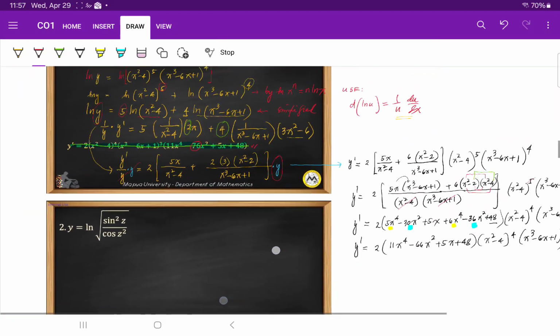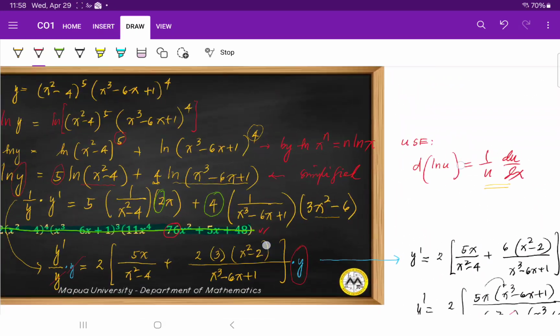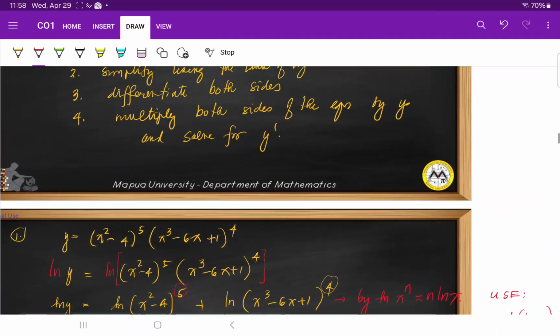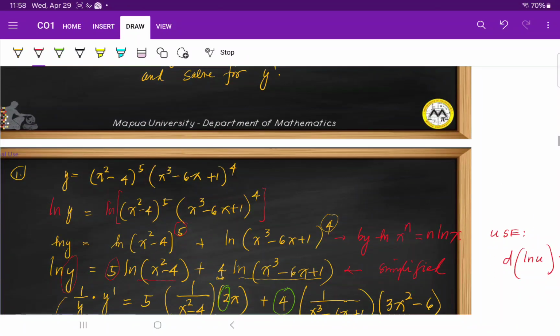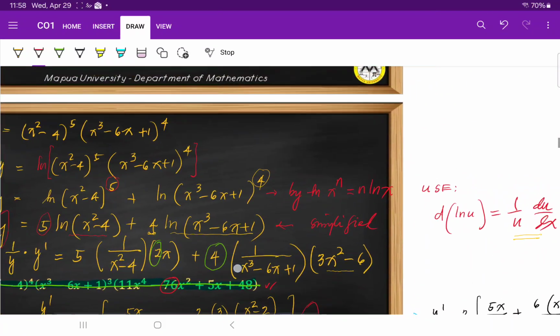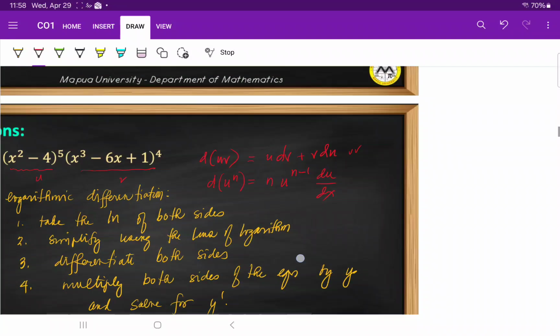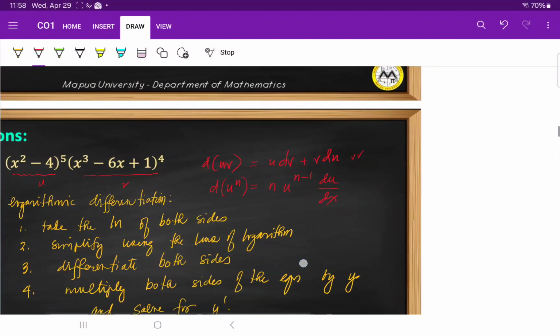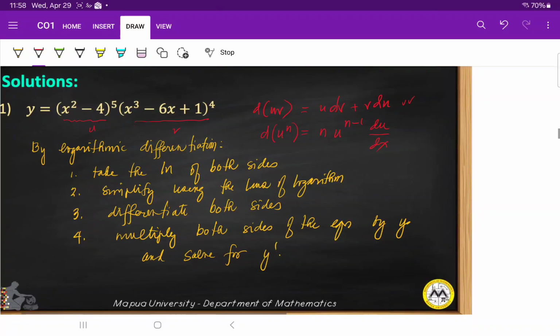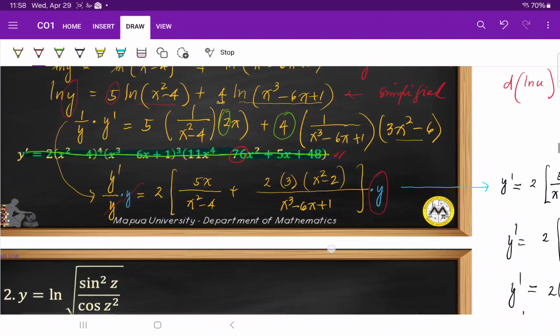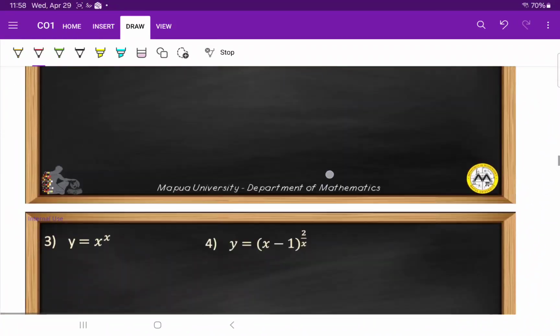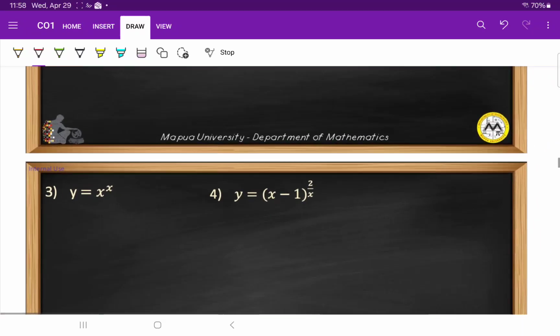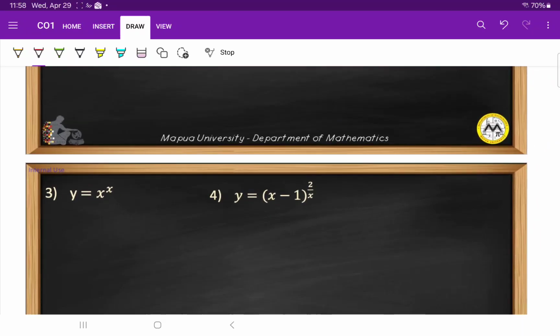So what we did here in finding the derivative of this function is to use logarithmic differentiation. But as I mentioned, we can also use these two formulas here, the derivative of the product, then the derivative of u to the n, or chain rule. Now, if you look at this one, we can also use the principle of logarithmic differentiation if we have this type of problem.